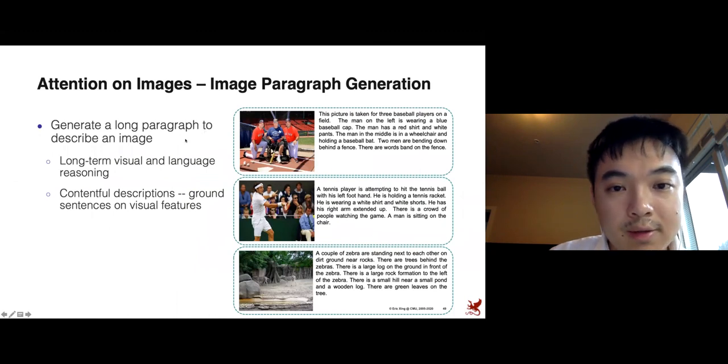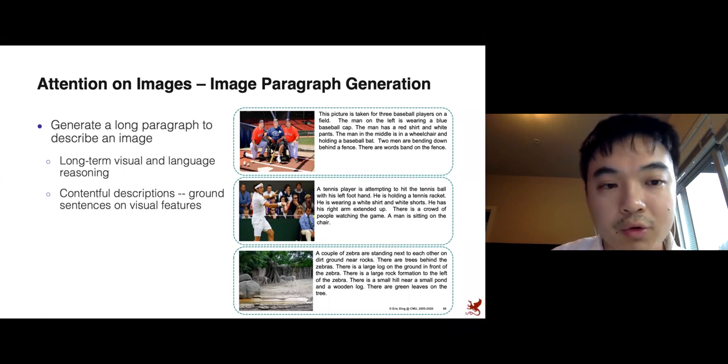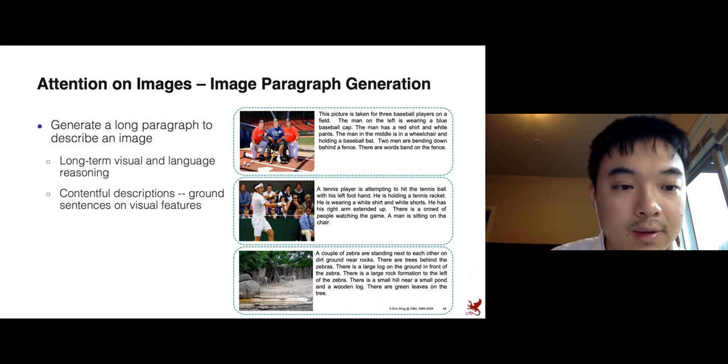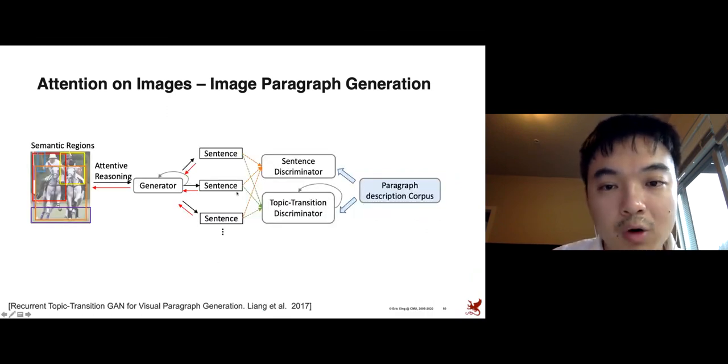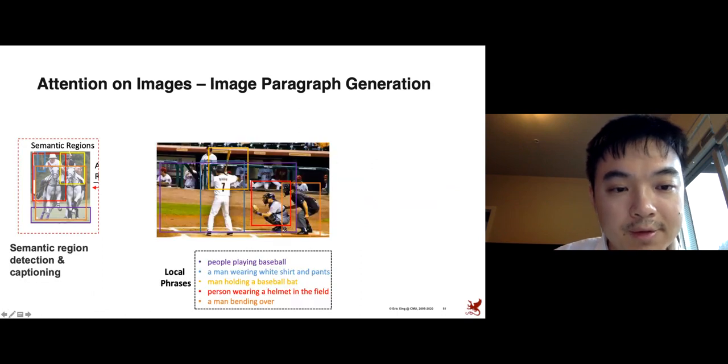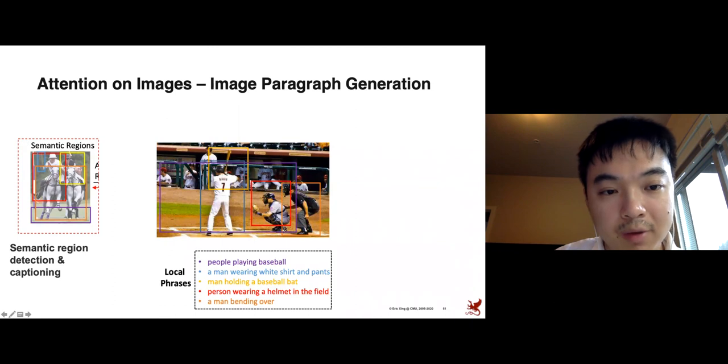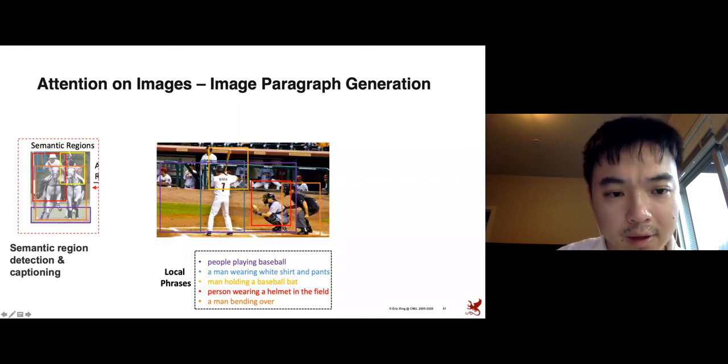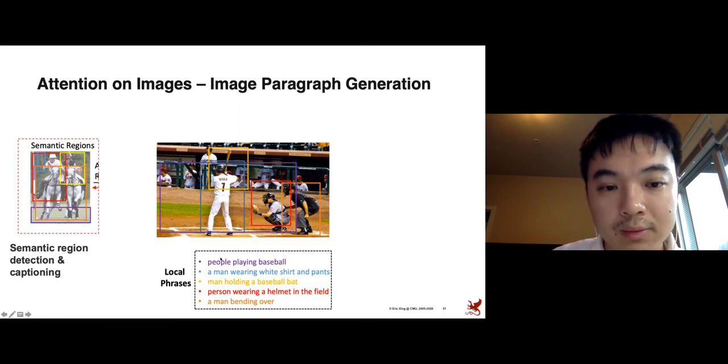So attention on images, say here for image paragraph generation. Instead of generating a single sentence, we sometimes want to generate a long paragraph to describe an image. So this is another more complex model to handle this more difficult task. Here, for the image, we first extract all the bounding boxes in the image to capture different entities and different activities in the image. And then for each bounding box, we generate a local phrase, using the image captioning model we just saw, a single phrase or sentence to describe the region.